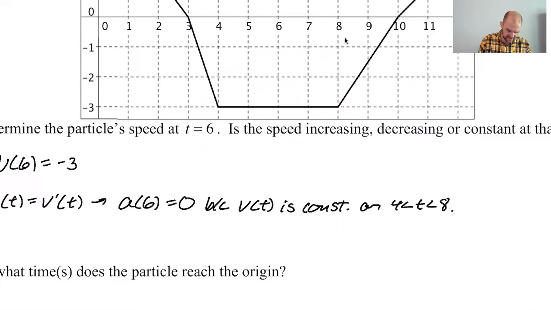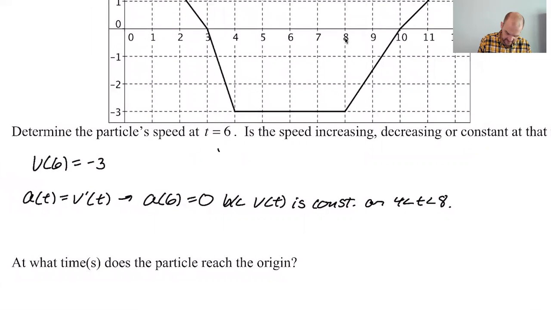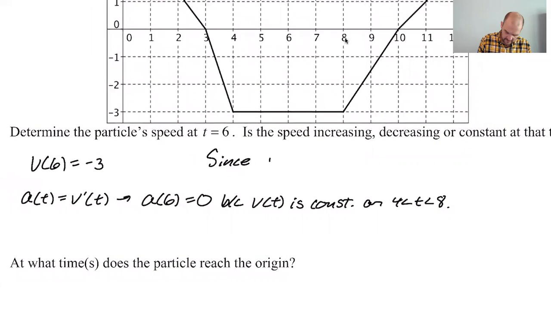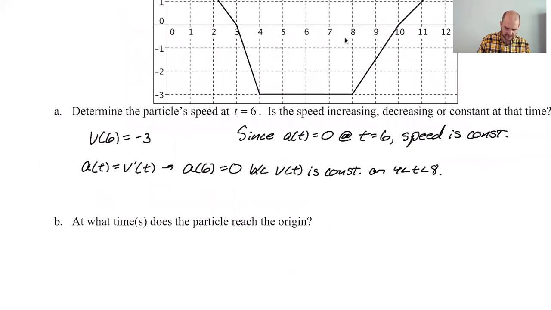Okay, so v of t is negative. Well, it doesn't even matter. The velocity is constant, right? So your speed is going to be constant. So I'm going to say, since a of t equals 0 at t equals 6, speed is constant. So it's constant speed.